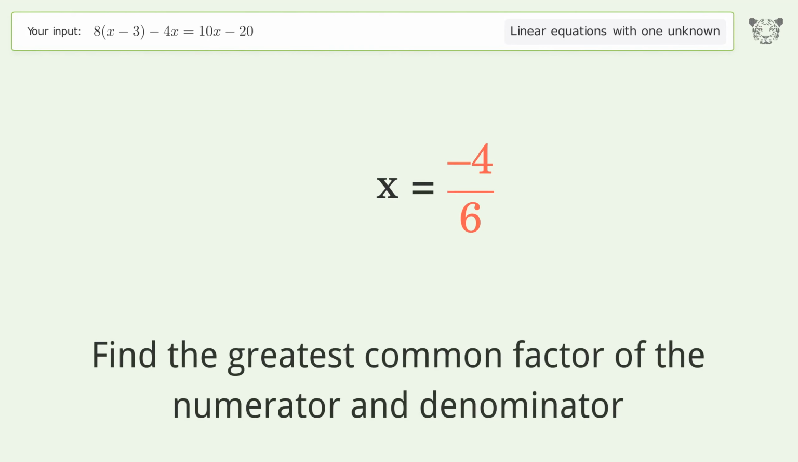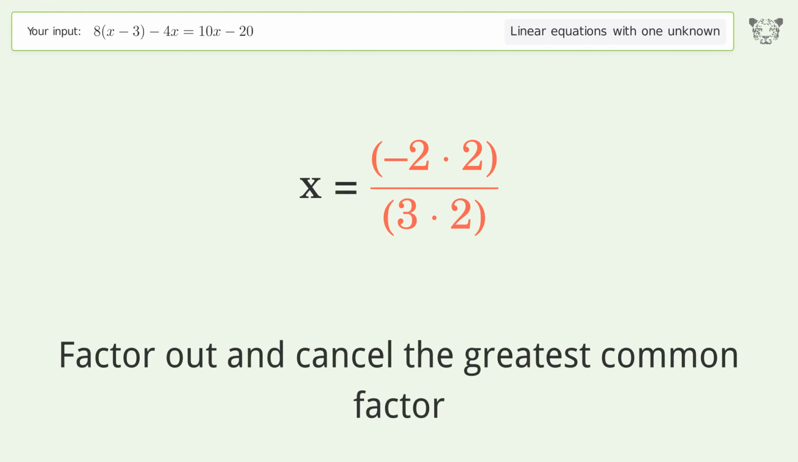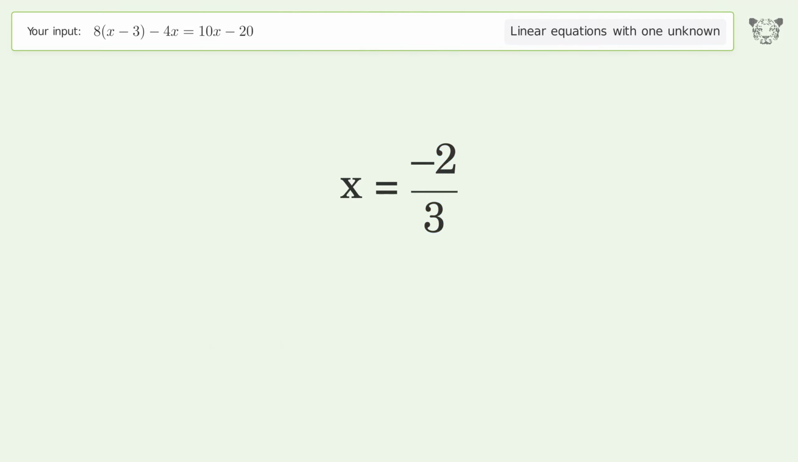Find the greatest common factor of the numerator and denominator. Factor out and cancel the greatest common factor. And so the final result is x equals -2/3.